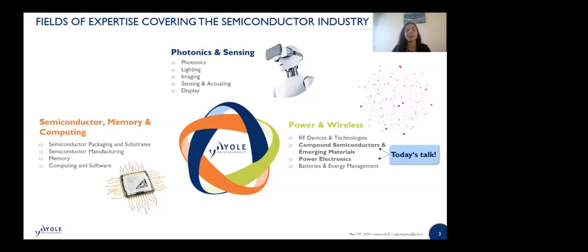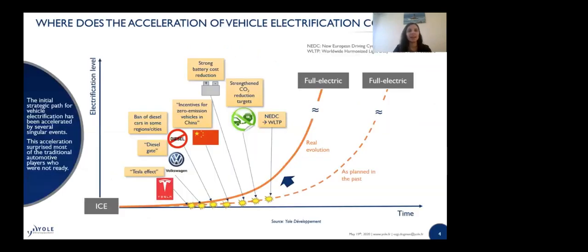More precisely, I'm part of the compound semiconductor activity at Yole, and we are covering the wide bandgaps, silicon carbide, gallium nitride, and also gallium arsenide and indium phosphide, as well as the emerging materials such as gallium oxide, for example, diamond, antimonides, and engineered substrates. Today's talk will be a synergy between the compound semiconductor and the power electronic. So let's start. I think many of you are already familiar, and maybe you have electric cars already.